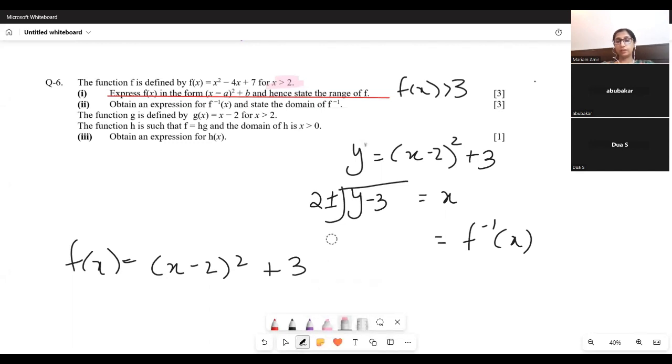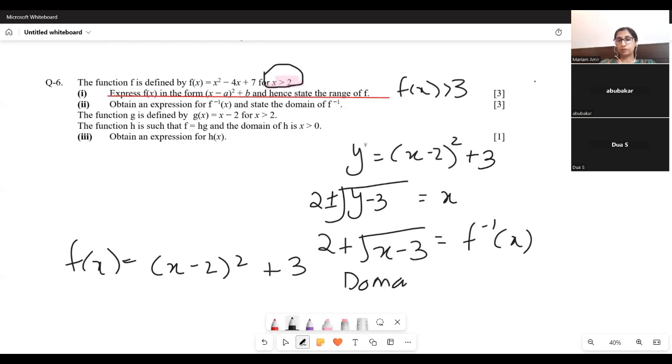Plus. Yes, because it depends on the domain of fx. Domain of fx is positive, it's greater than 2. So when it's greater than something, you choose the positive value, square root x minus 3. So that's the inverse. And now we need the domain of f inverse.